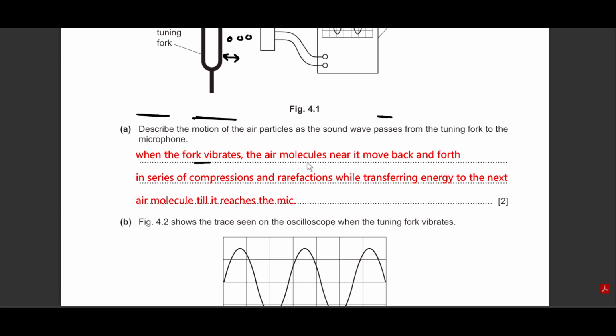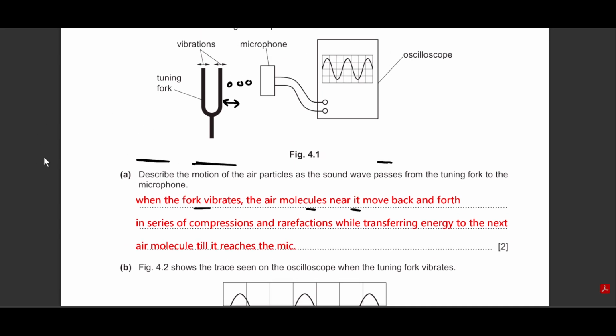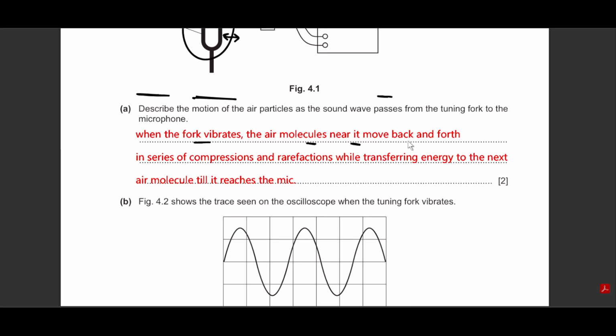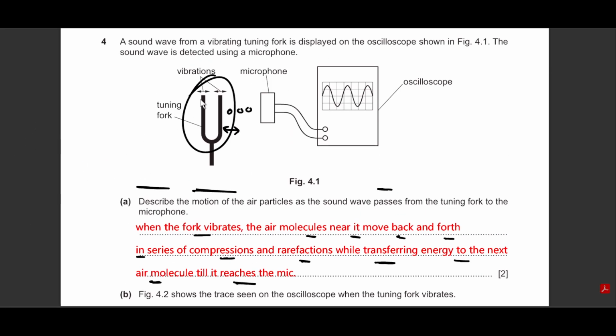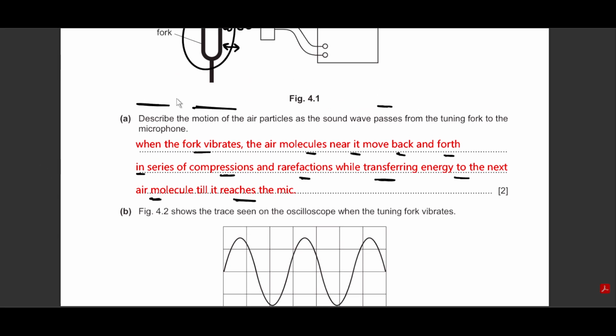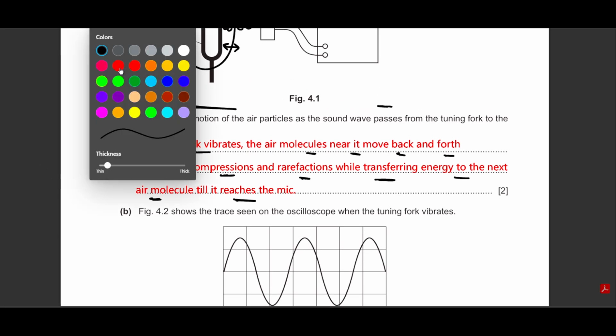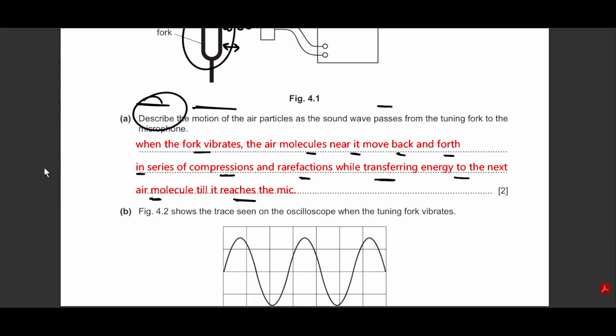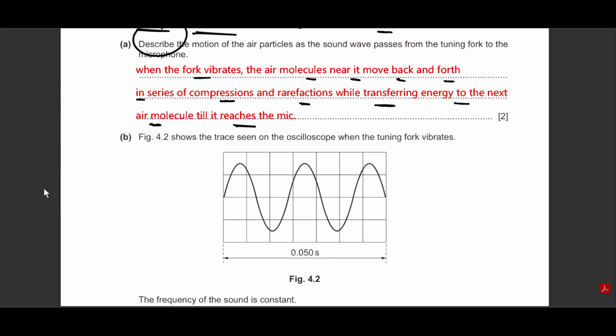So when the tuning fork vibrates, the air molecules near the tuning fork vibrate or move back and forth in a series of compressions and rarefactions while transferring energy to the next air molecule till it reaches the mic. So the tuning fork is moving back and forth. The air molecules are influenced by this movement. They transfer the energy to the next molecule, and so on and so forth. That's exactly what the mechanism is. And when the question is about describe, you will simply talk about what you're going to see in terms of physics, in terms of science.